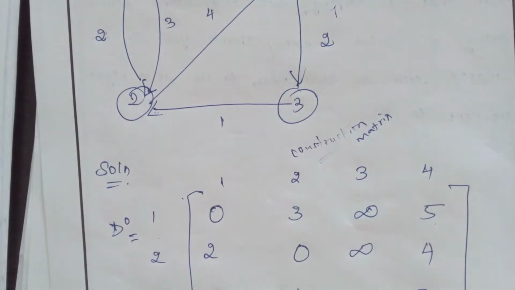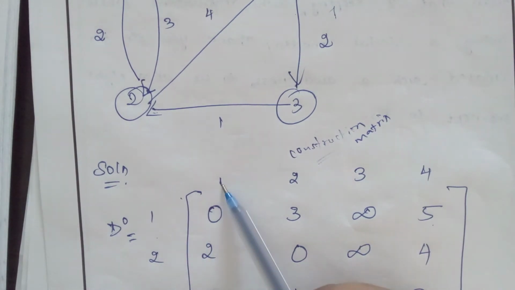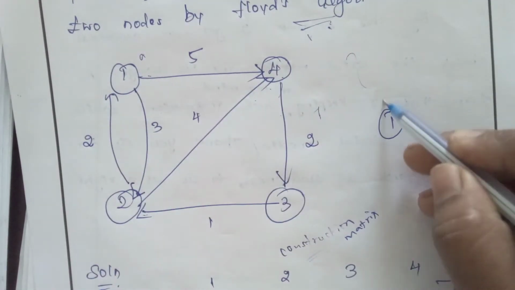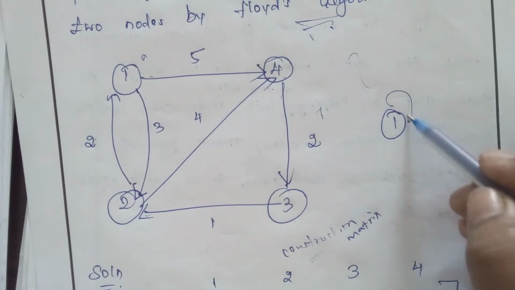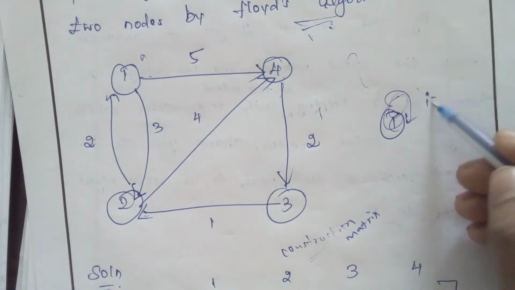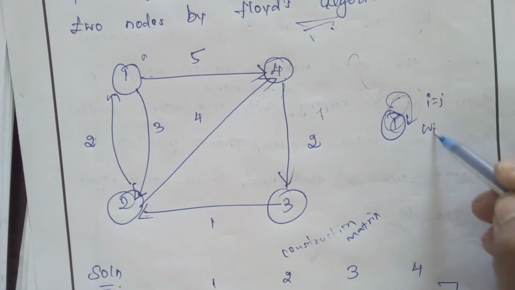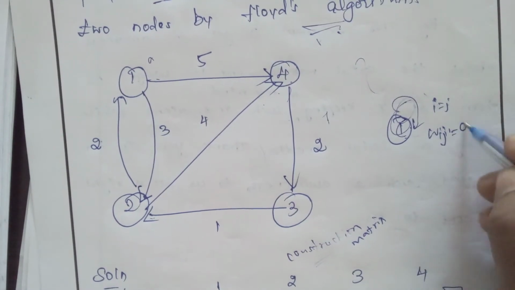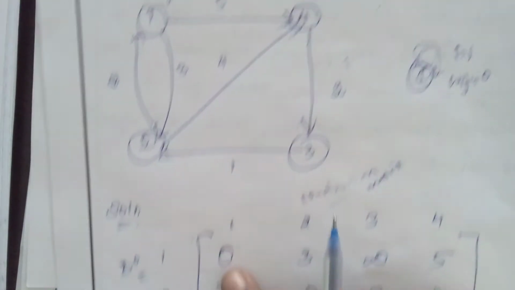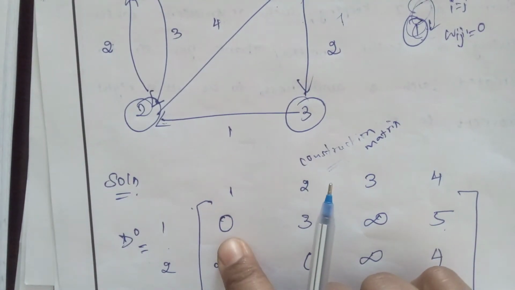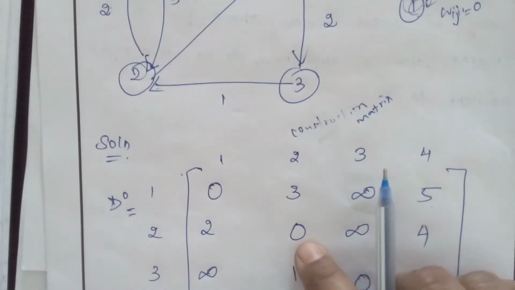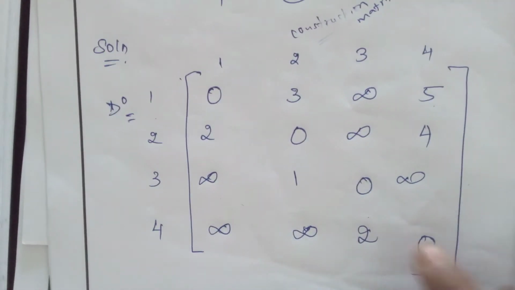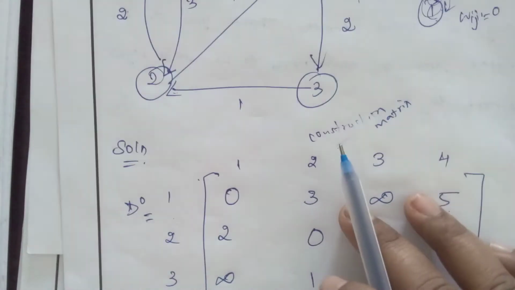For 1 to 1, there is only one node, so there is no weight. That is, for i and j equal, if there is only one node pointing to itself, the weight is 0. That is the condition here. For 1 to 1 we have 0, 2 to 2 we have 0, 3 to 3 we have 0, and 4 to 4 we have 0. The same condition applies.